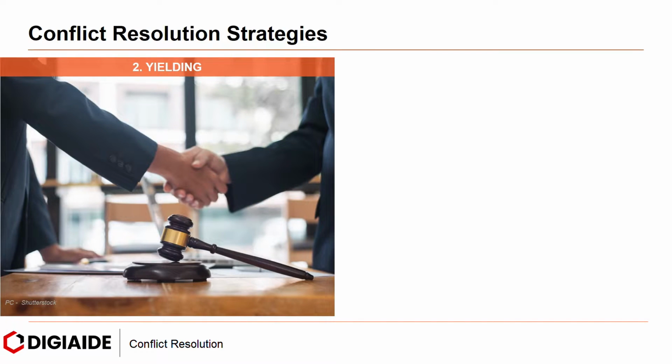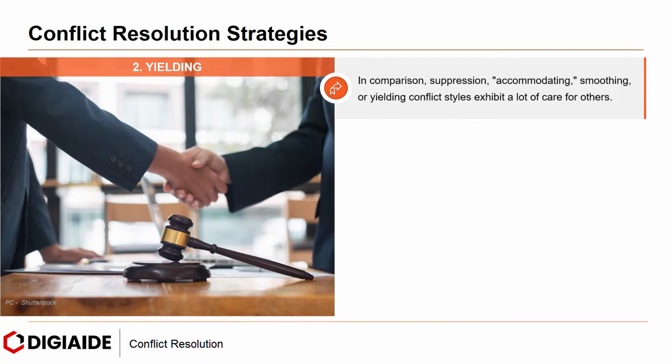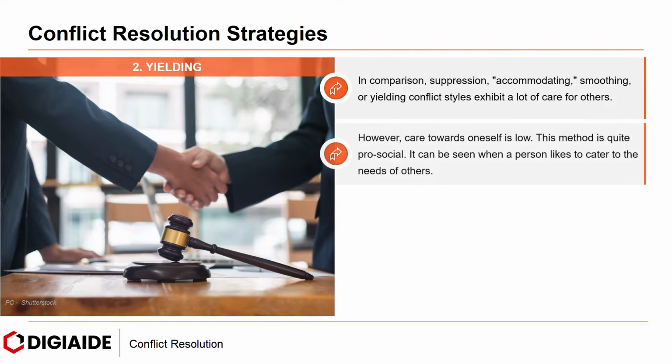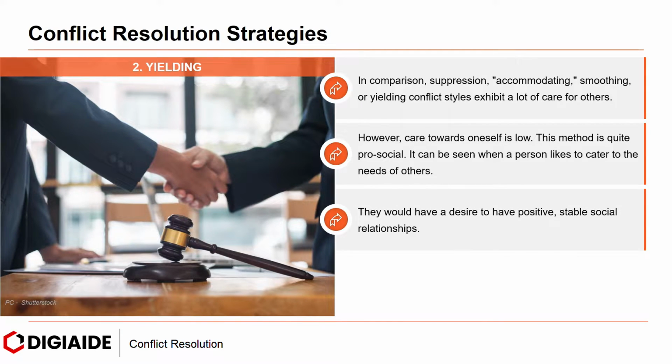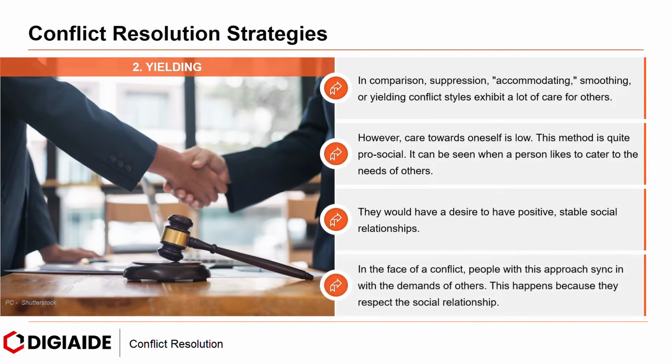Next, yielding. In comparison, suppression, accommodating, smoothing, or yielding conflict styles exhibit a lot of care for others. However, care towards oneself is low. This method is quite pro-social. It can be seen when a person likes to cater to the needs of others. They would have a desire to have positive, stable social relationships. In the face of a conflict, people with this approach sink in with the demand of others. This happens because they respect the social relationship.